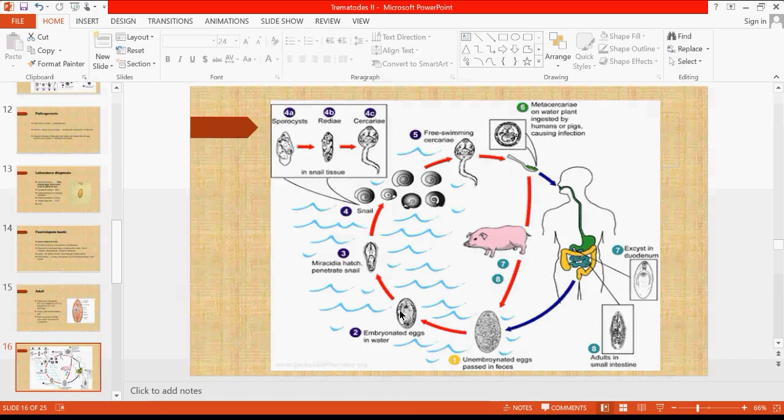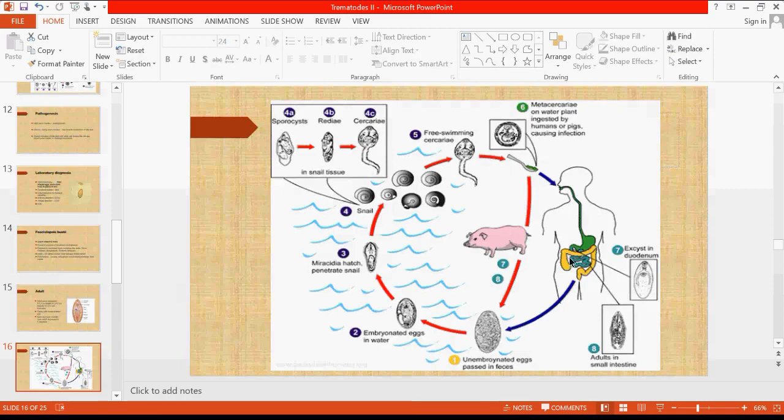Again, this turns into the embryonated egg, and then the miracidia, the first larval form. Now this miracidia will be ingested by the snail. Then in the snail it goes through sporocyst, redia, and cercarial forms, and then the cercariae travel into the water, reach the aquatic plants, get encysted, and again form the infective form. So this is all similar to Fasciola hepatica.